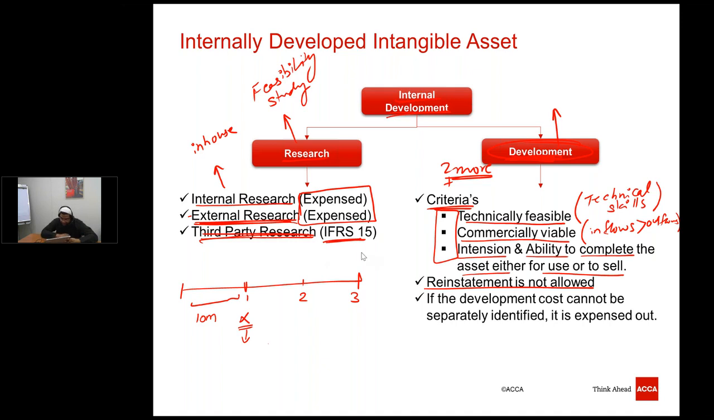Simran is saying expense. Arslan is saying expense. Expense, expense, expense. A big list of expense. Yes, obviously expense, because the criteria are not met.